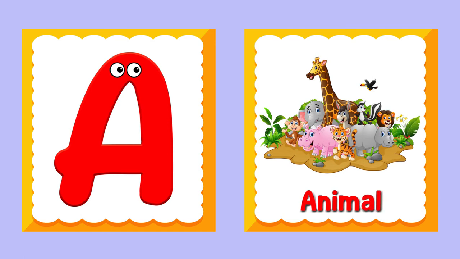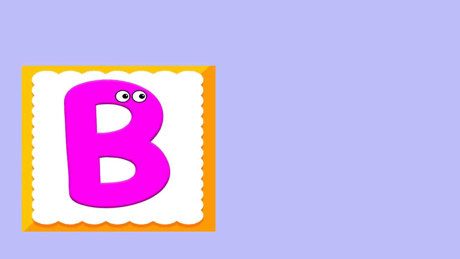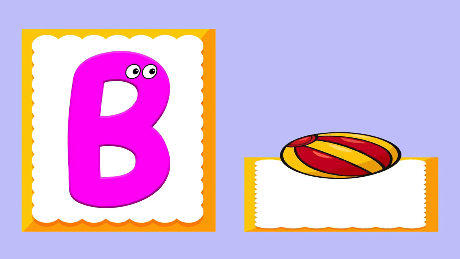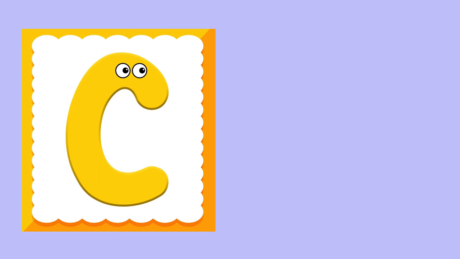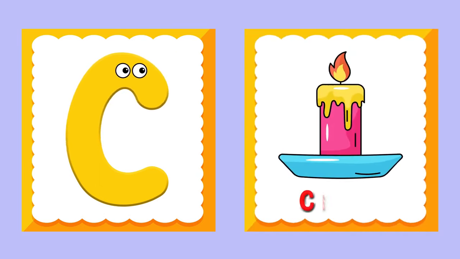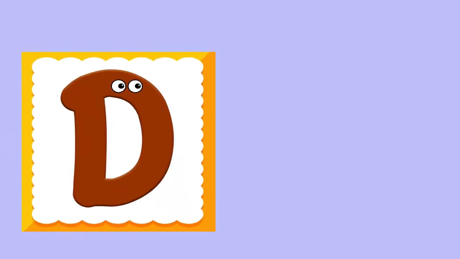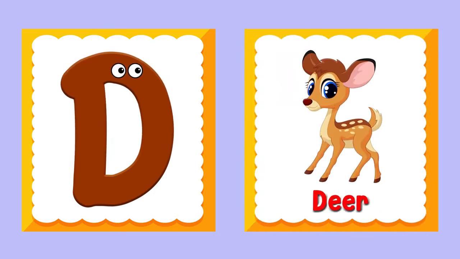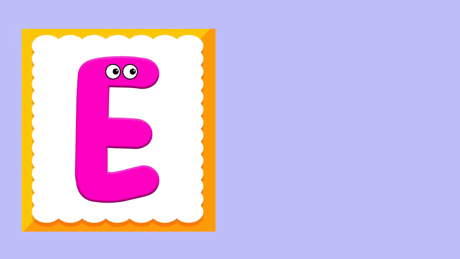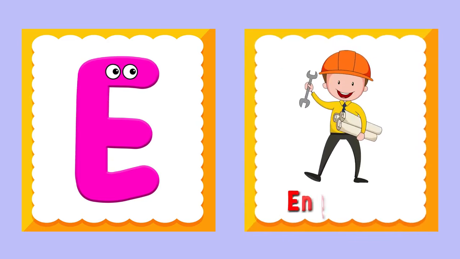A for animal. B. B for ball. C. C for candle. D. D for deer. E. E for engineer.